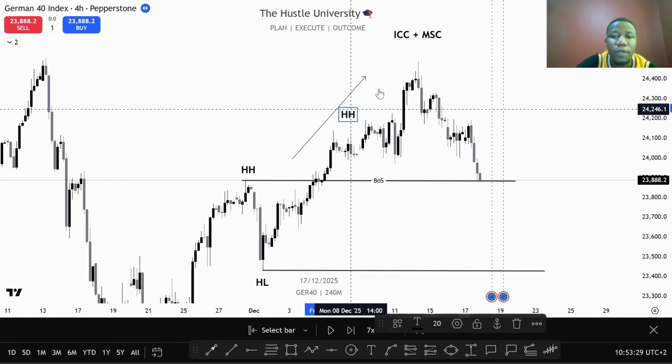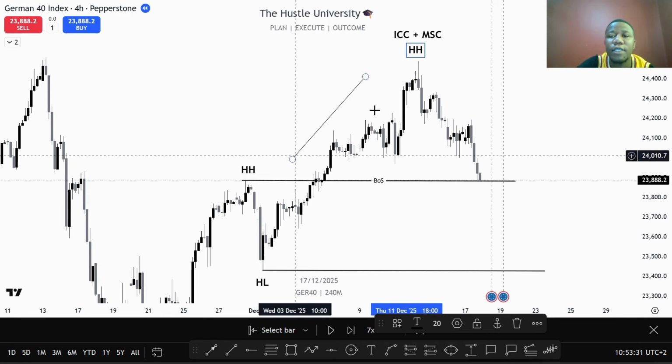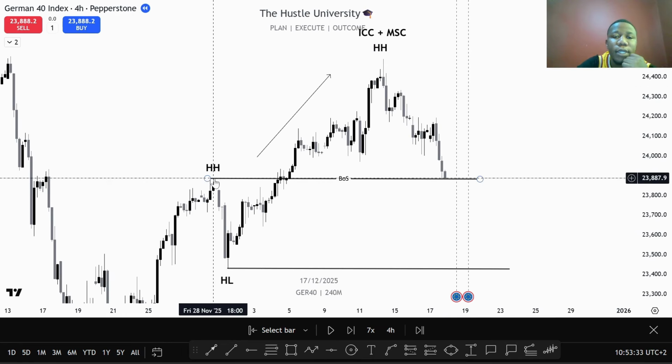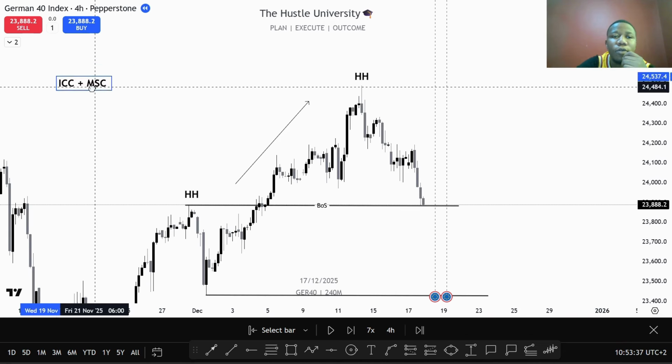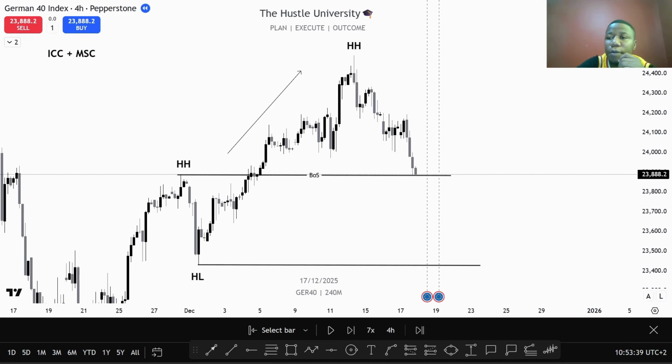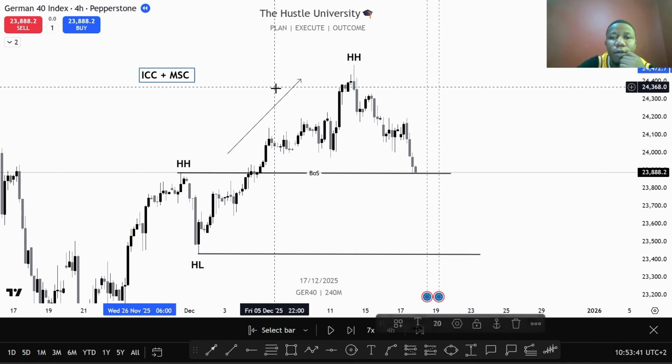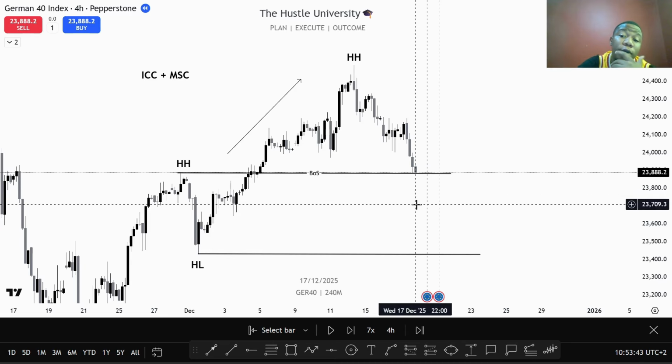So now price went up to the upside, which would give us that indication, breaking structure from this previous high to give us a new higher high. So with that being said, after price creates that new higher high over there, price had to come back and correct. You get what I'm saying?